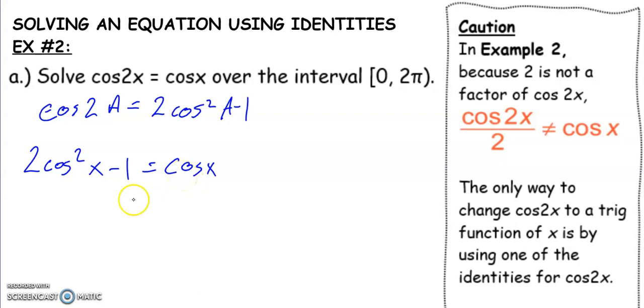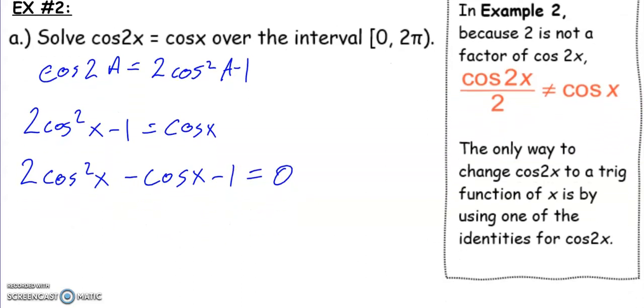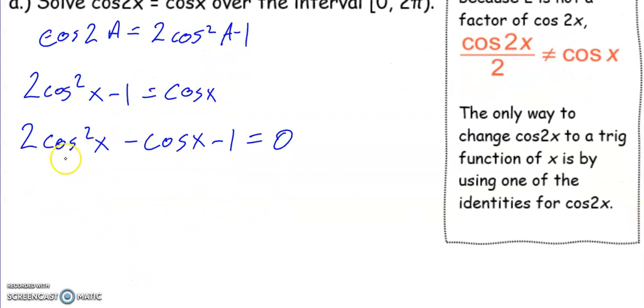So again, I'm thinking factoring. So let's get everything onto one side. So we're going to have 2 cosine squared x minus cosine x. I moved it over to the left. Minus 1. That equals 0. So we are perfectly set up to see if this factors. It's a trinomial, x squared minus x minus 1. Actually, 2x squared minus x minus 1.